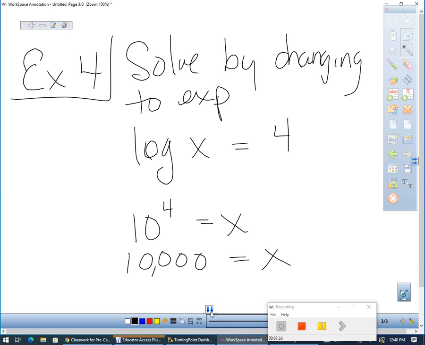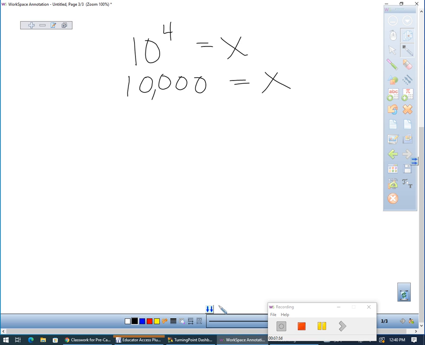All right, let's try another one. All right, let's say I have the log. Whoa, that doesn't look good. Let's try that again. We have the log base 3 of x equals 2.